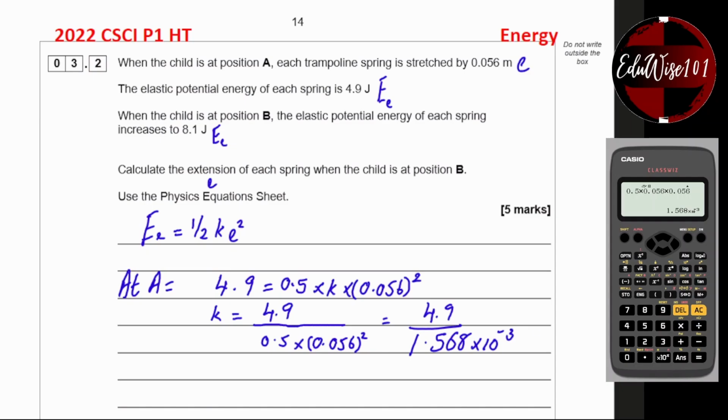Okay, so 4.9 divided by 1.568 times 10 to the power of minus 3. Yeah, that's correct. So that's 3,125 newtons per meter. That's the spring constant. That should bring us to the halfway point.